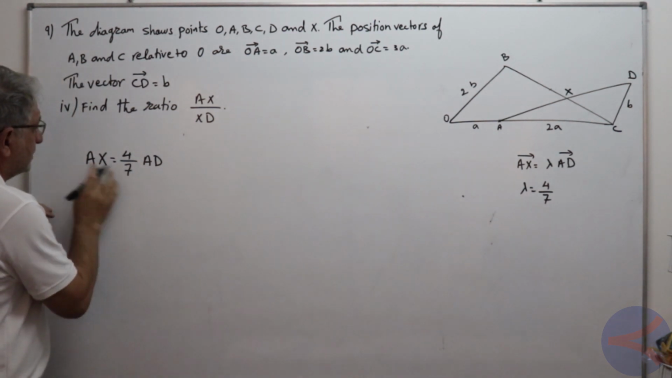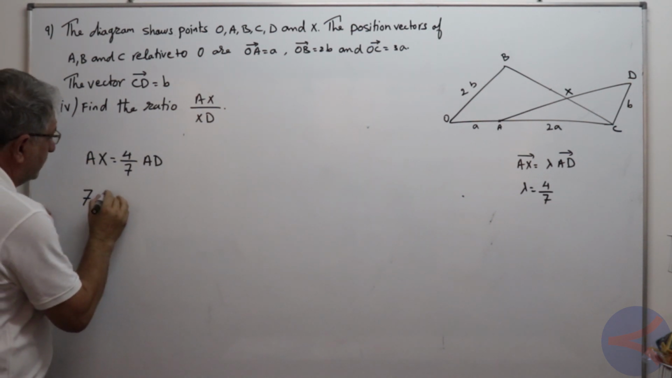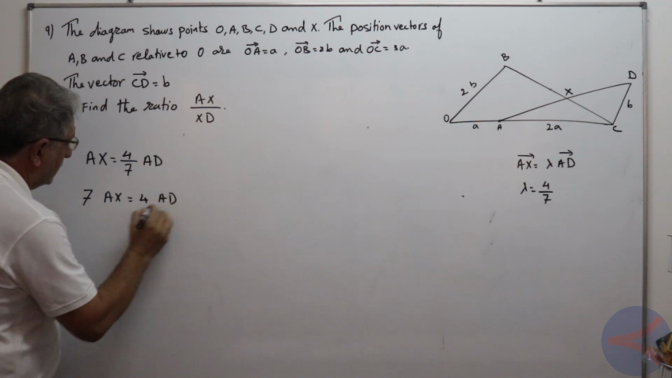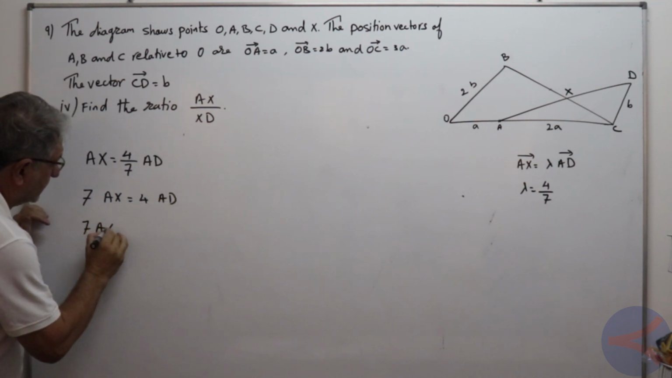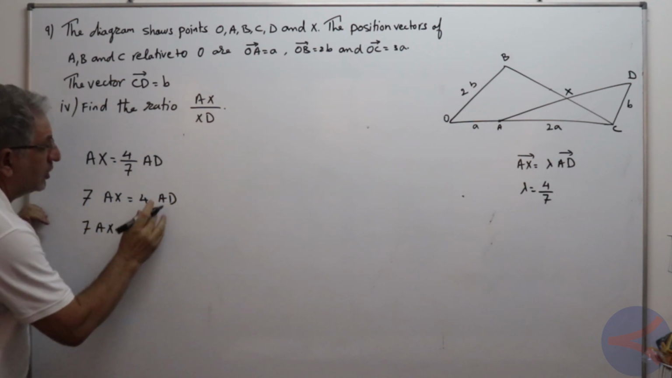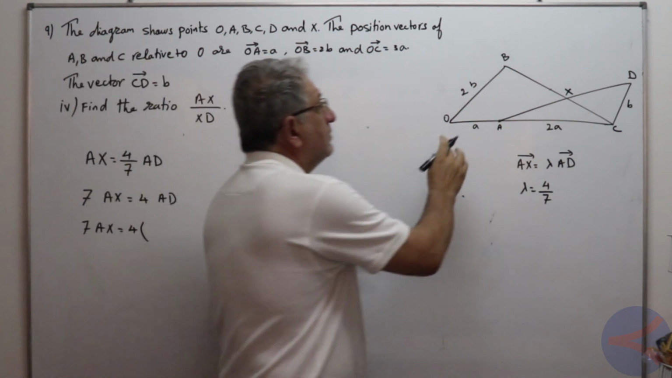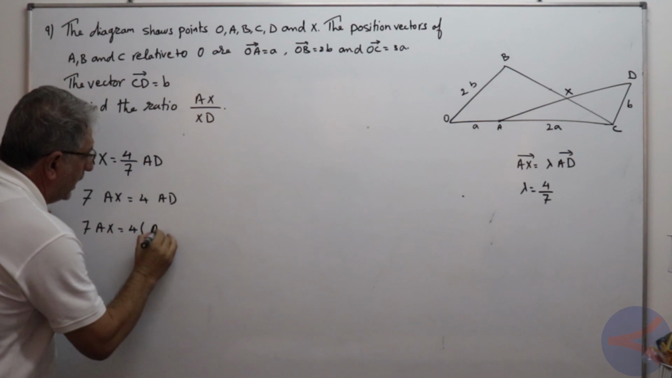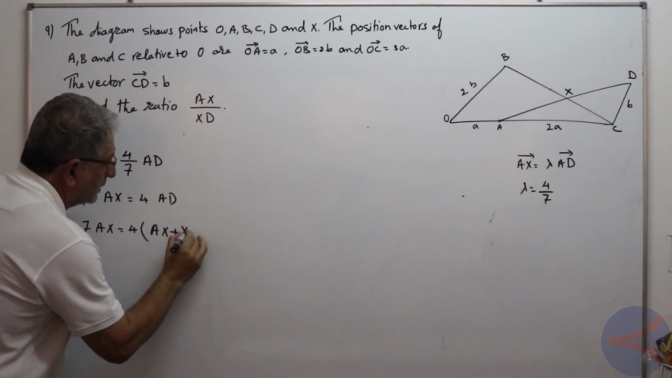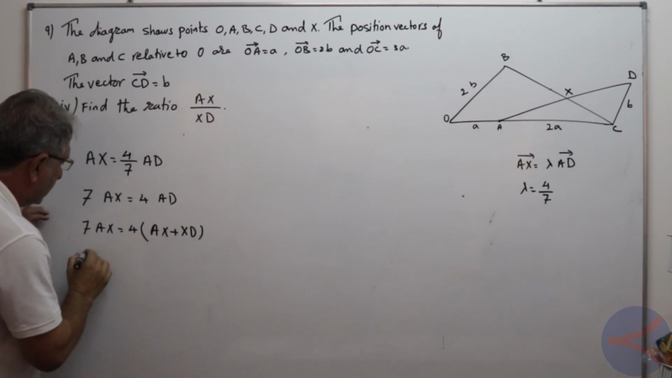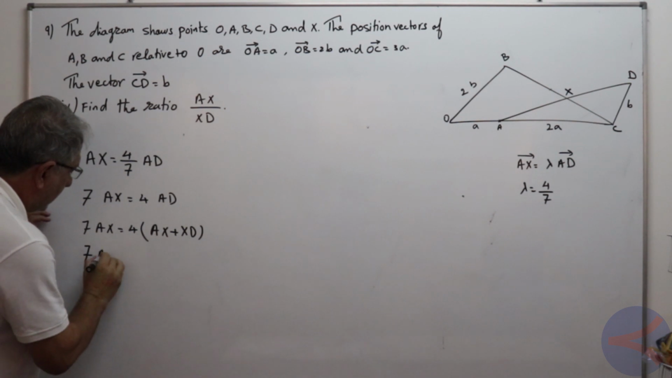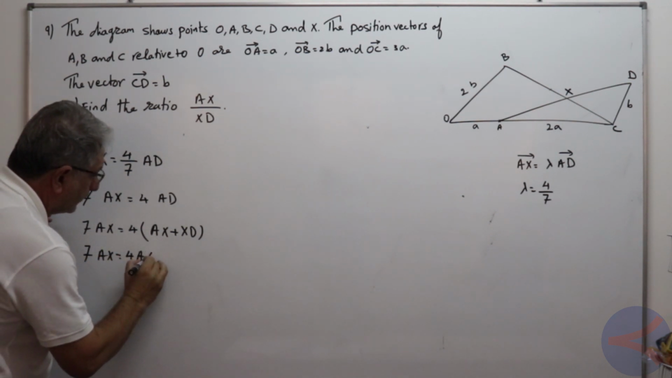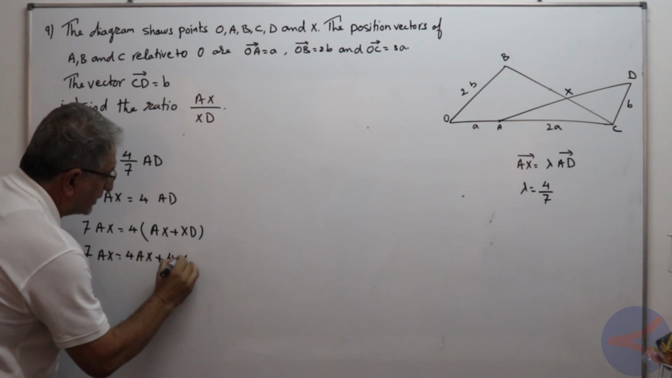Because you can write it like that. This is 7 times, just cross multiply, AX is equal to 4 times AD. Now 7 times AX is equal to 4 times, now AD means what? AD means AX plus XD. Therefore you can write AX plus XD. And if you expand this, we are going to get 7 times AX is equal to 4 times AX plus 4 times XD.